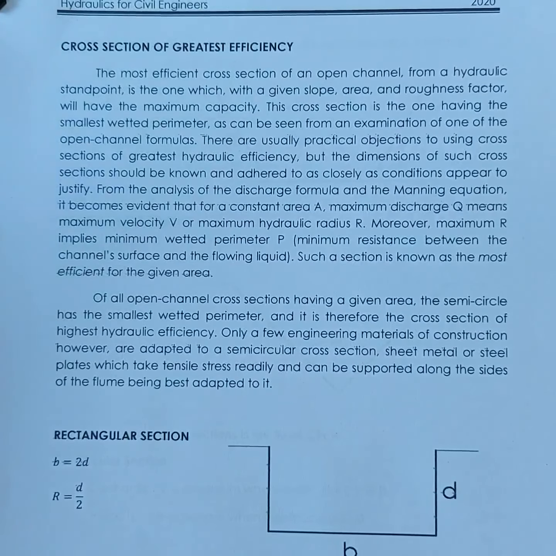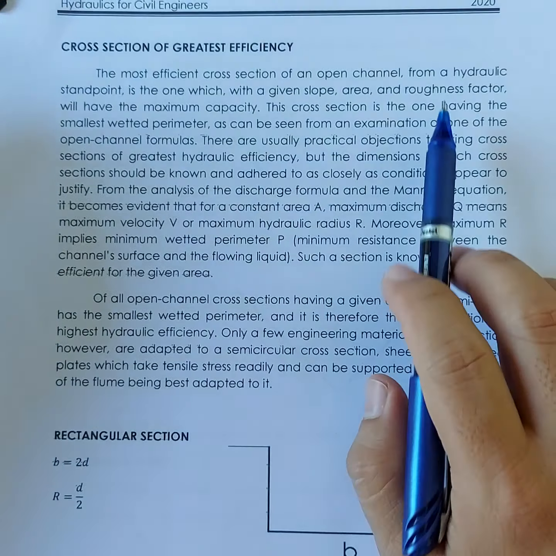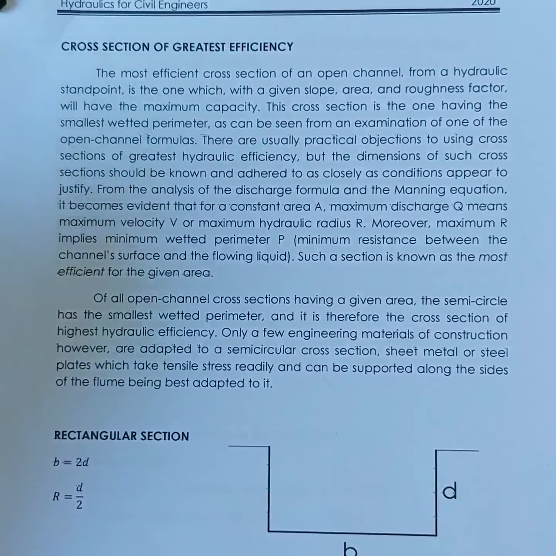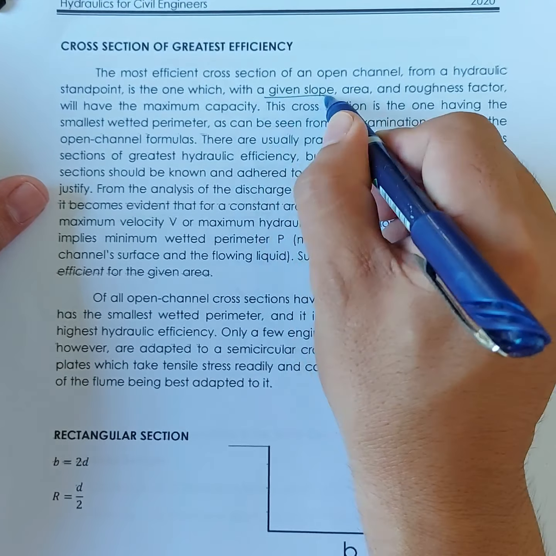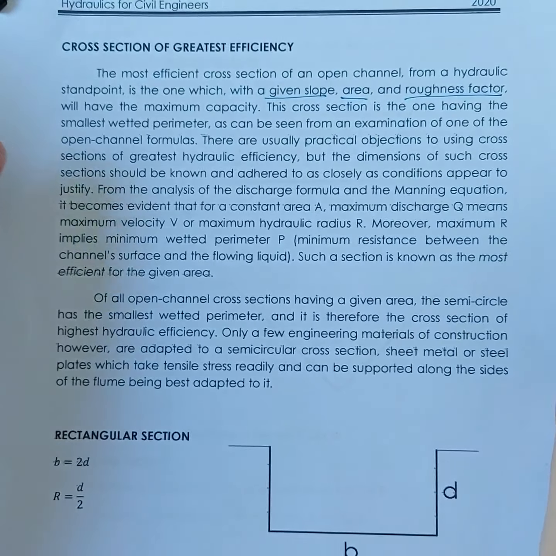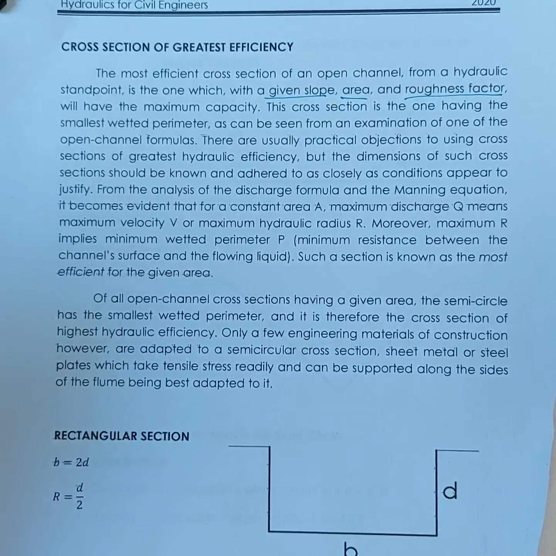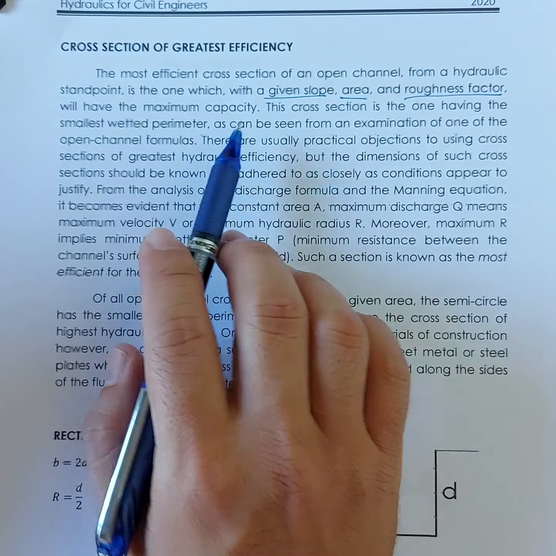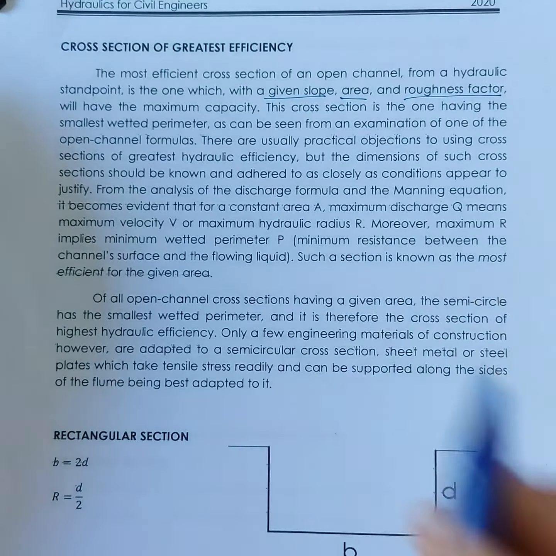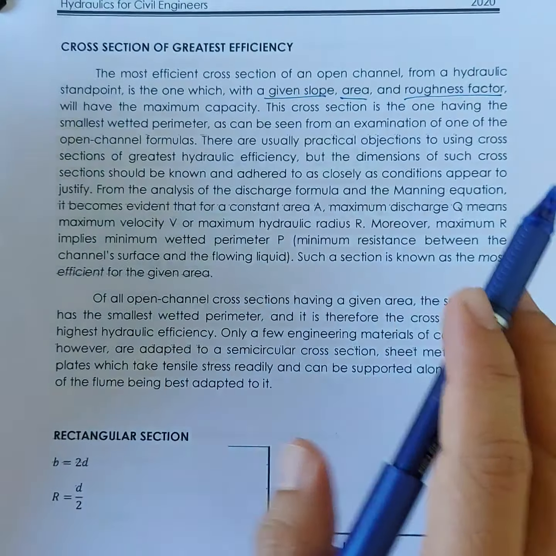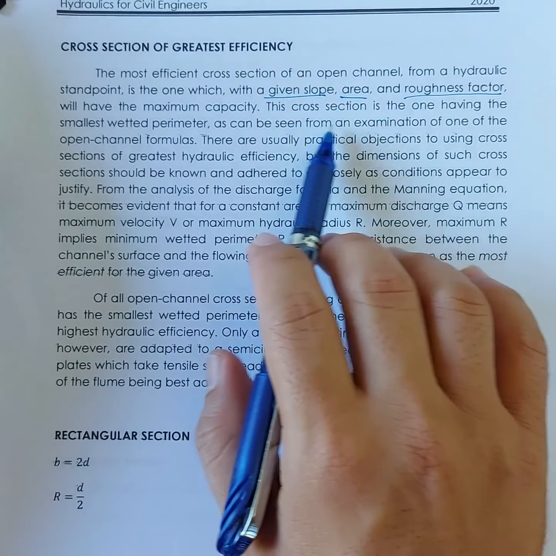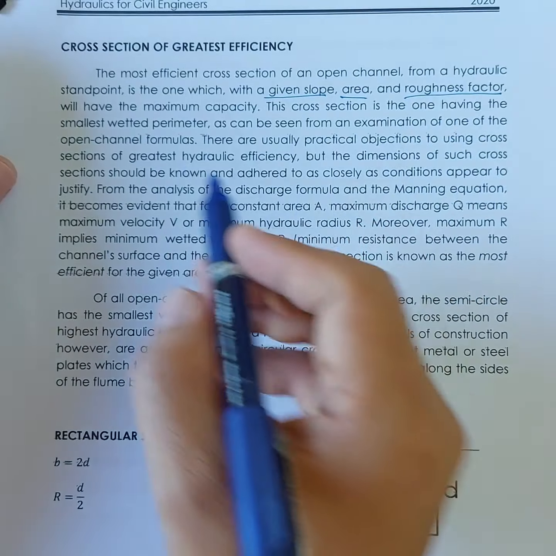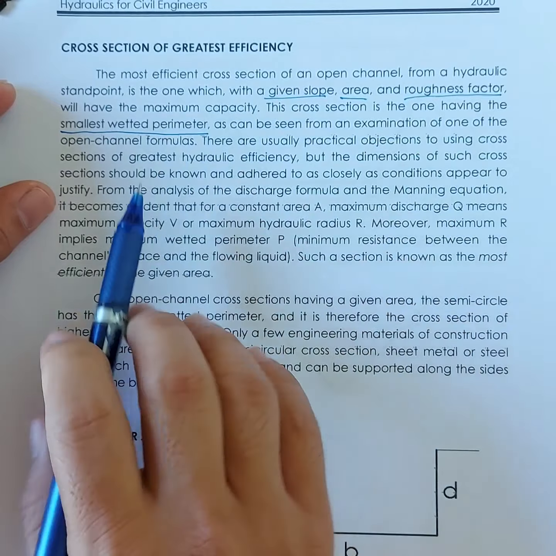So the most efficient cross section of an open channel from a hydraulic standpoint is the one which, with a given slope, area, and roughness factor, that is Manning's coefficient, will have the maximum capacity. This section is the one having the smallest wetted perimeter. So take note of this, because this is the principle behind the most efficient cross section.